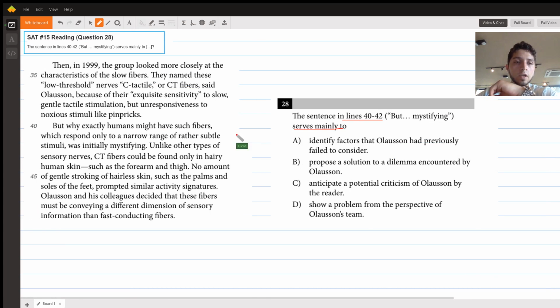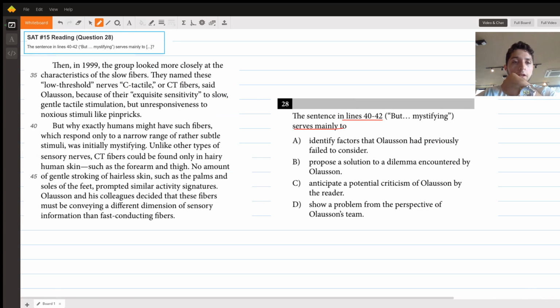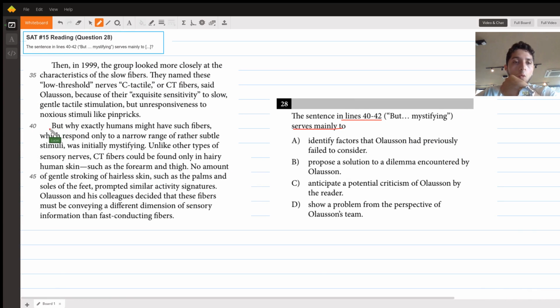So how they function in terms of content and then also sort of just in terms of structure, style, whatever. So let's look at this. In lines 40 to 42 we have, "but why exactly humans might have such fibers which respond only to a narrow range of rather subtle stimuli was initially mystifying." Okay, so we got this, but whatever.